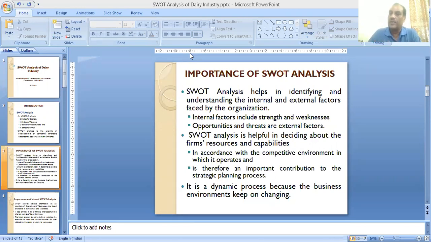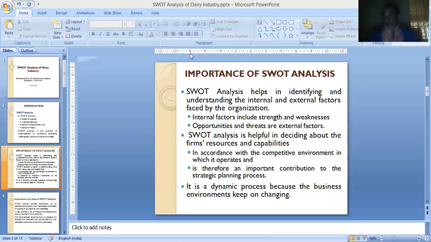SWOT analysis is helpful in deciding about the firm's resources and capabilities. When we go for any organized business, when we have an industry, it requires resources, and there is a lot of competition going on. So when we say an industry, we consider all the factors as a whole, all factors that affect the industry, whether internal or external. Organizations have to face competition, so we should take a holistic approach. We should consider all those factors, which are our strengths, which are the weaknesses, and then the threats and the opportunities.